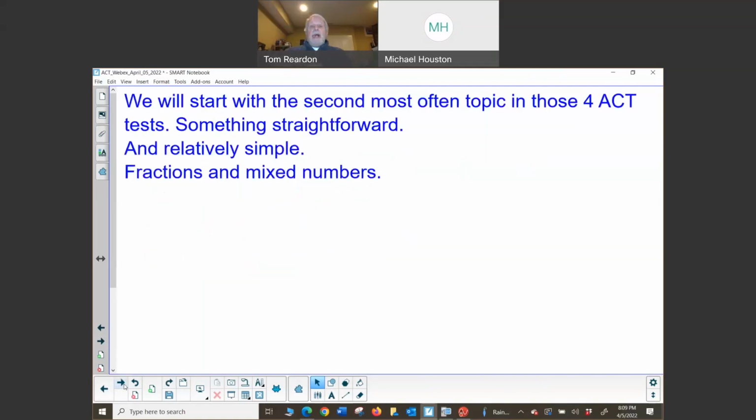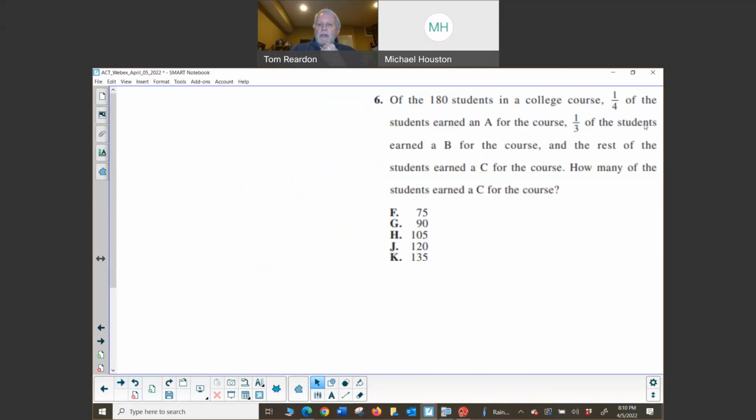All right, so we're going to start with the second most often topic that I found on those 4 ACT tests, something straightforward, very simple, and that is surprisingly fractions and mixed numbers. Okay, second most. We'll get to the first most later. So here's a sample question number 6. I forget which one it was, which of the 4 tests of 2021.